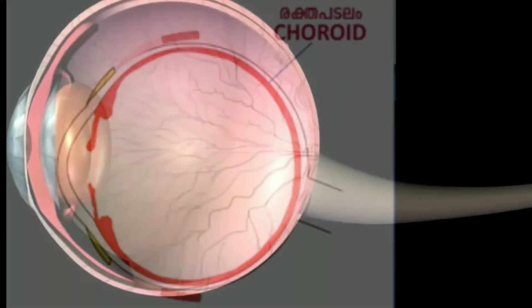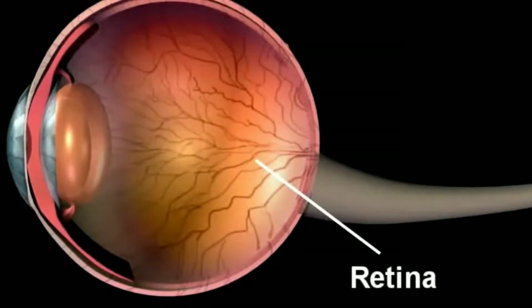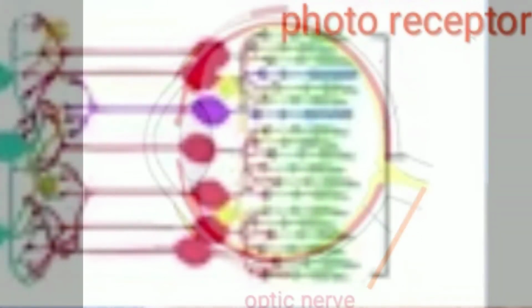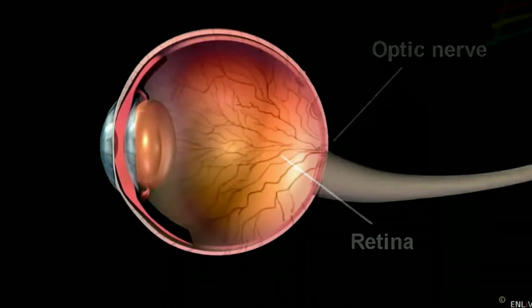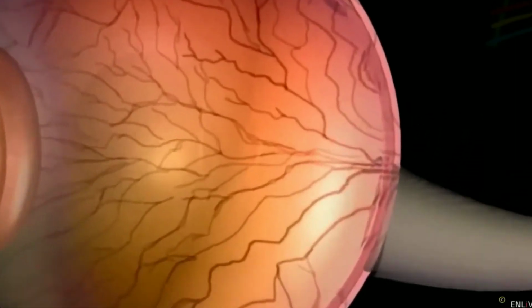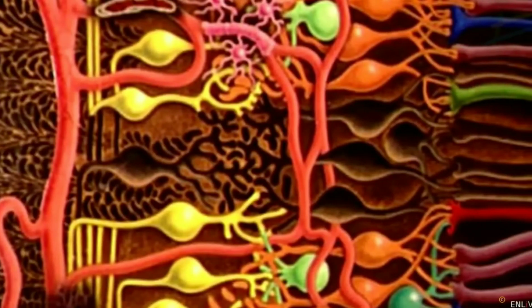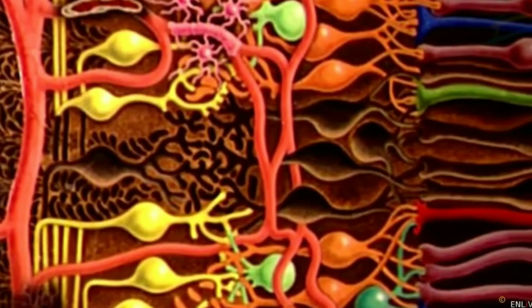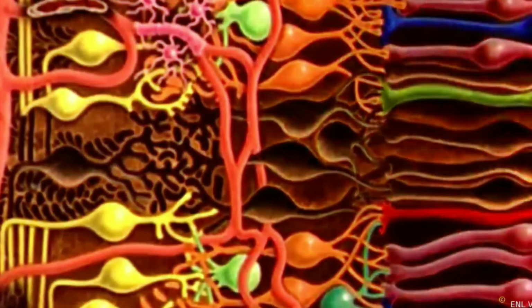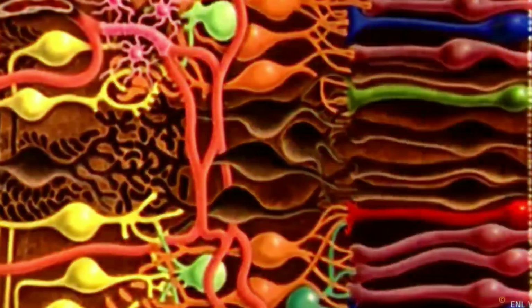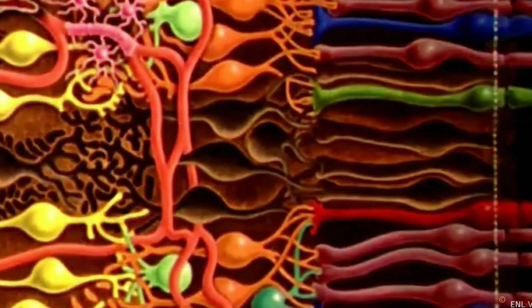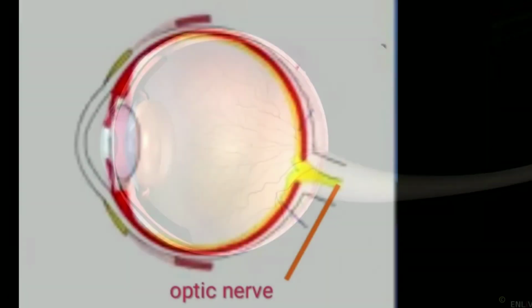And the innermost layer is called retina. It contains photoreceptors, and there are two types of photoreceptors in it. When light falls on this retina, the photoreceptors create impulses, and these impulses are transmitted from the photoreceptors to the visual center in the brain through a nerve called the optic nerve.